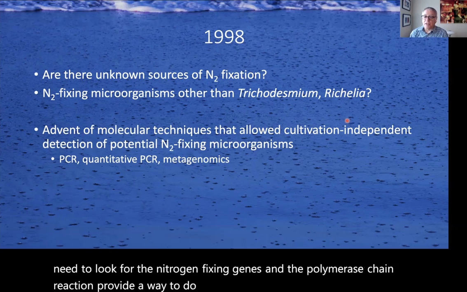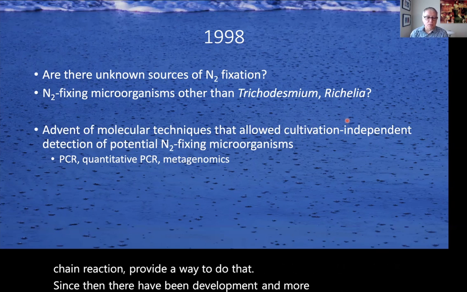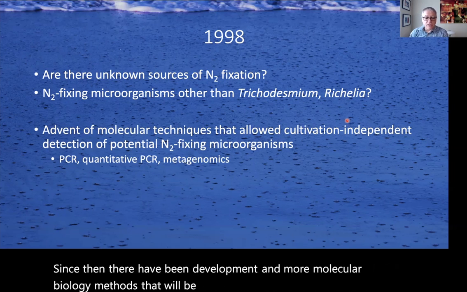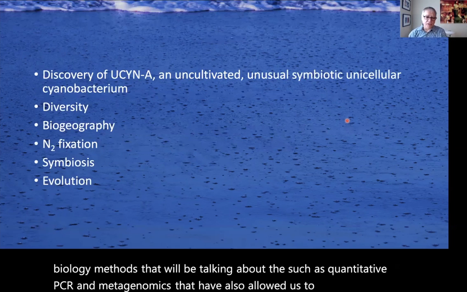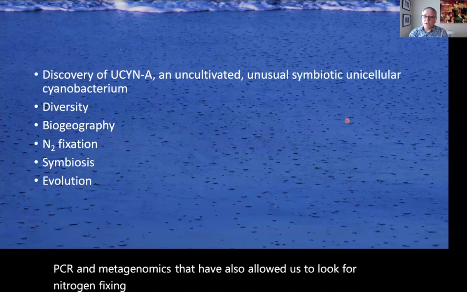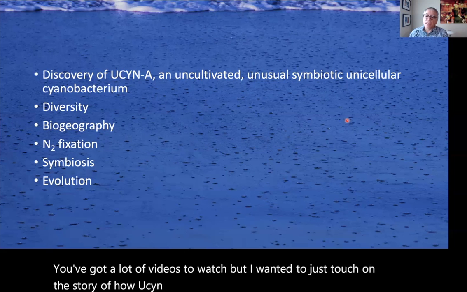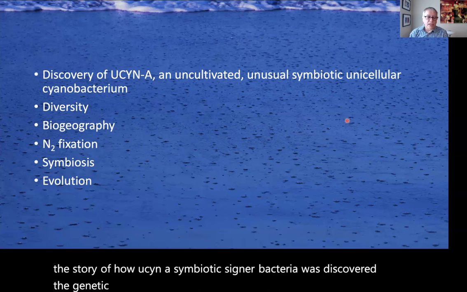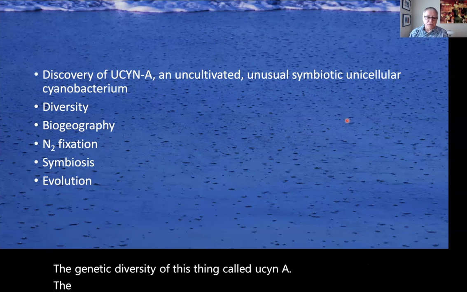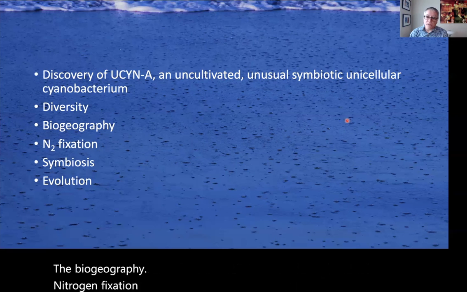Since then, there have been development of more molecular biology methods that we'll be talking about, such as quantitative PCR and metagenomics, that have also allowed us to look for nitrogen fixing organisms. So I'm going to try to keep this talk short. You've got a lot of videos to watch, but I want to just touch on the story of how UCYN-A, a symbiotic cyanobacterium, was discovered. The genetic diversity of this thing called UCYN-A, the biogeography, nitrogen fixation, and the symbiosis itself, and then a couple of comments about the implications for evolution.